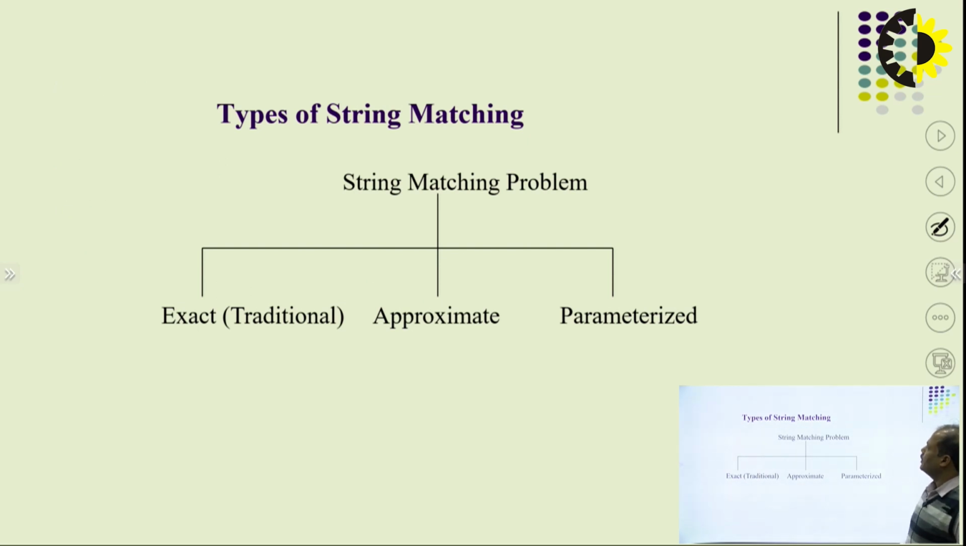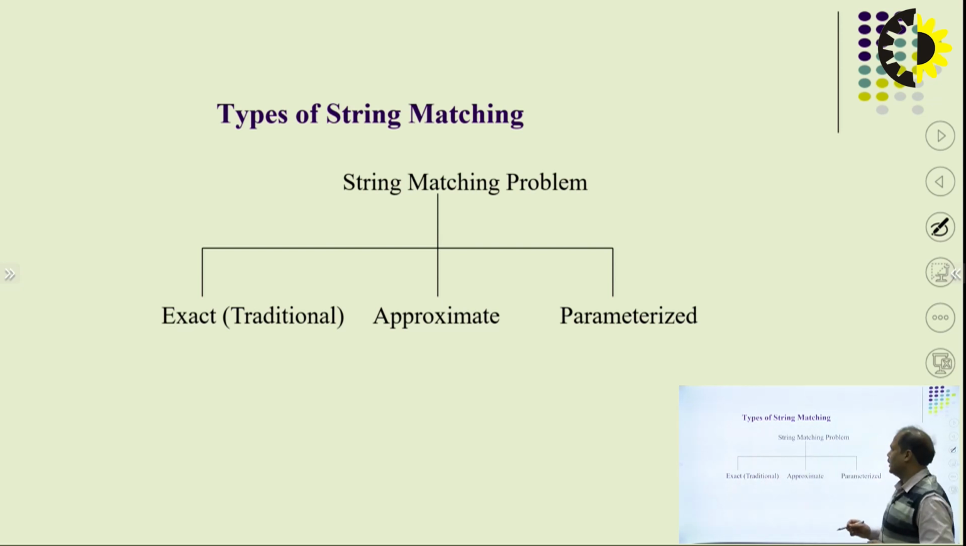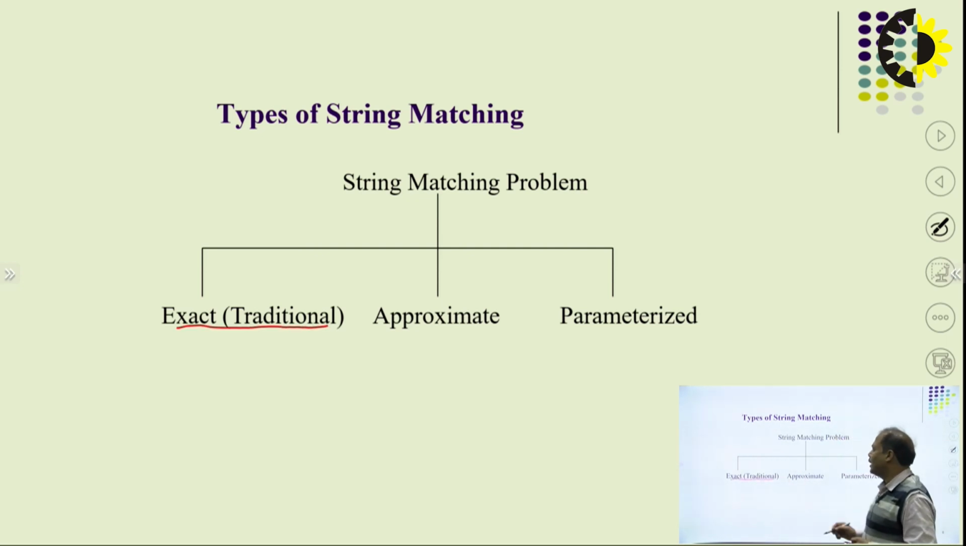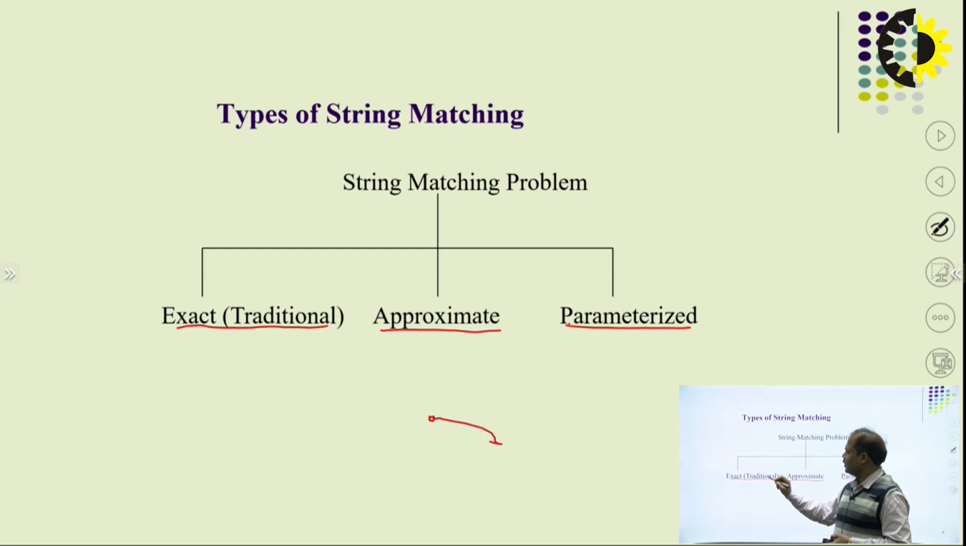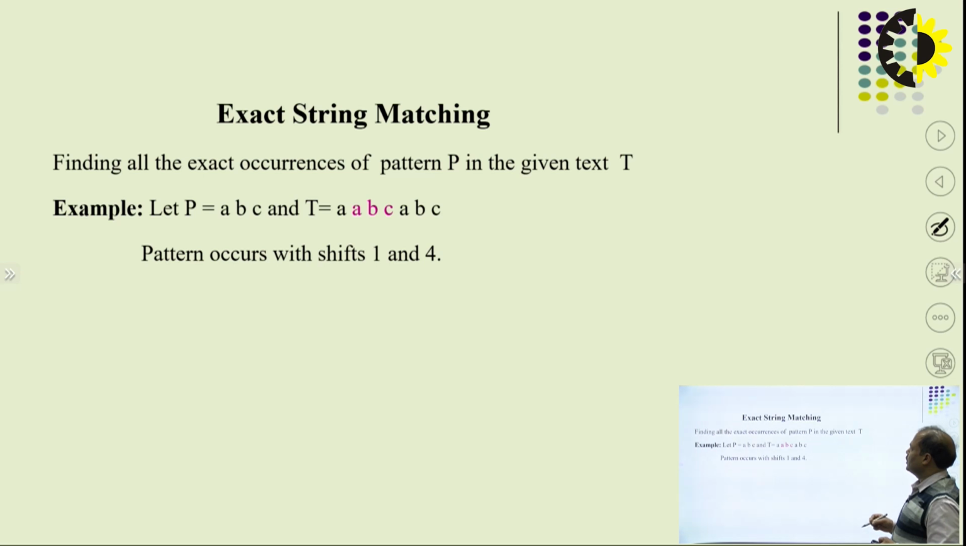So, how many types of string matching are there actually? We have three types of string matching in the literature. Number one is exact, which we call traditional string matching. Second is approximate string matching. Third is parameterized string matching. They are generally discussed in the undergraduate text, but this is postgraduate, and parameterized is also for postgraduate students.